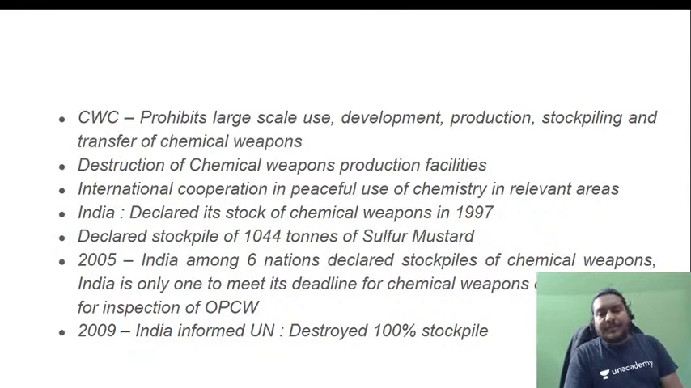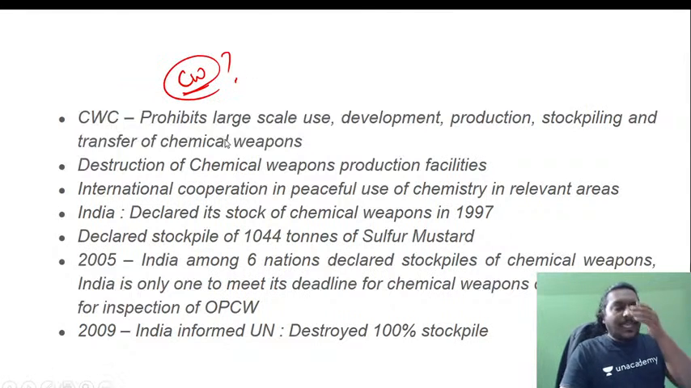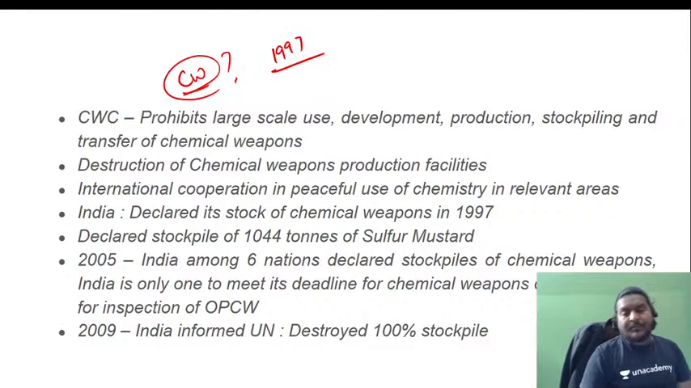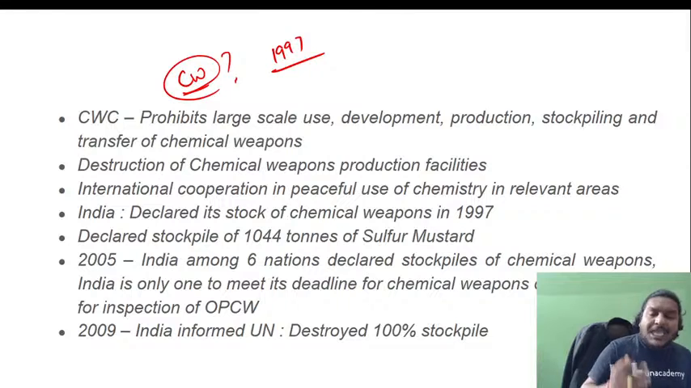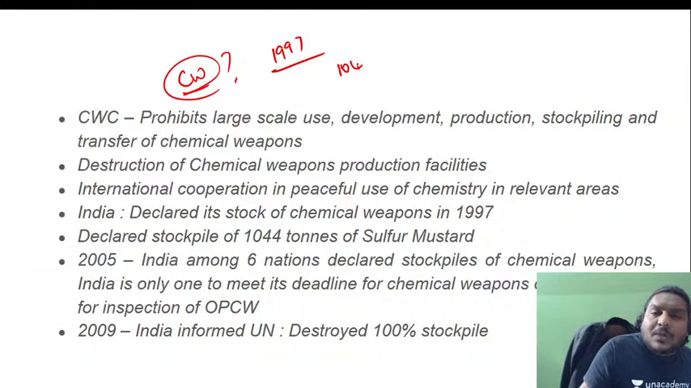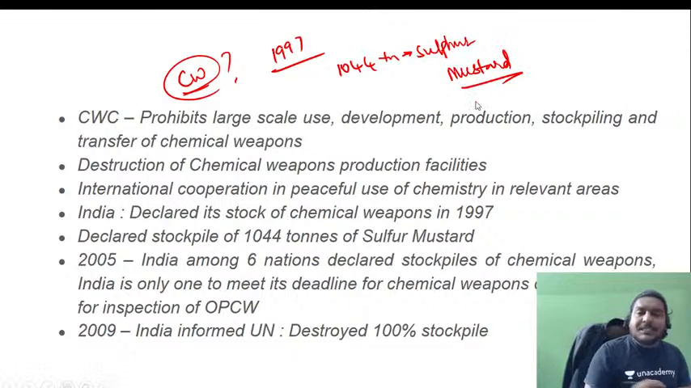But do we, India, have chemical weapons? People may think India doesn't have chemical weapons, but you will be wrong if you think so. In fact, India does have chemical weapons. In 1997, we declared openly the amount of chemical weapons stock we have. And how much is that? We have 1,044 tons of sulfur mustard. That is what was found, and India declared it very well.